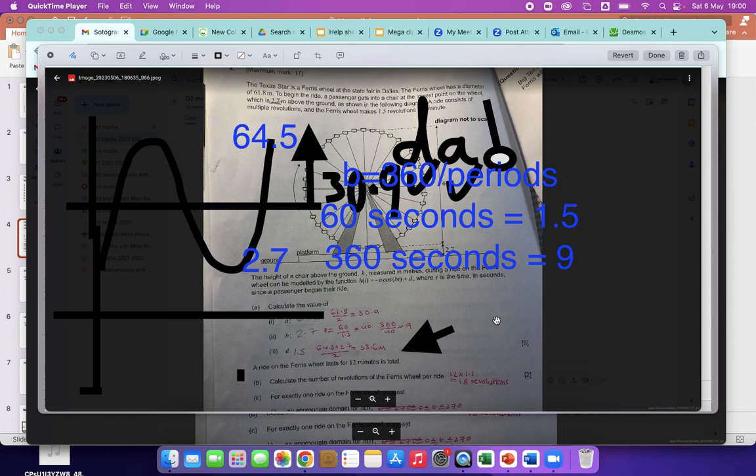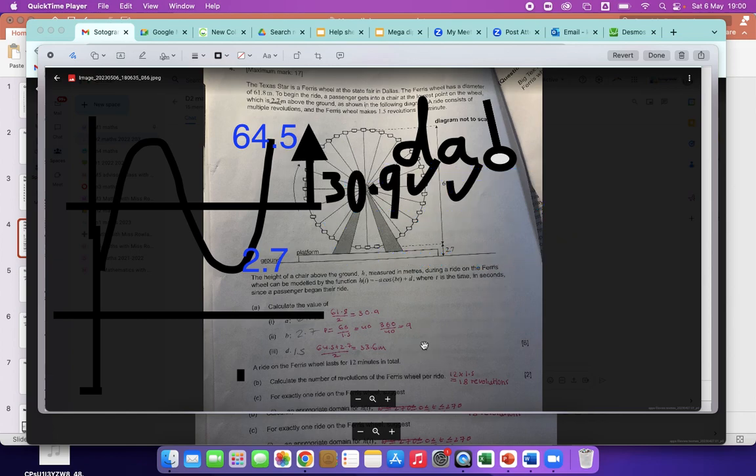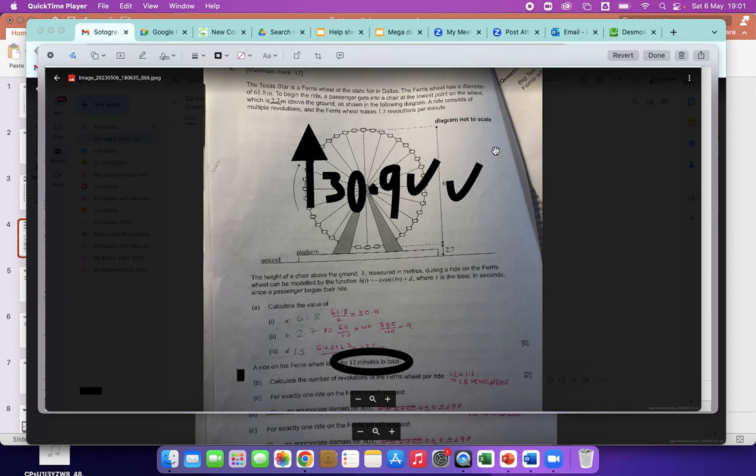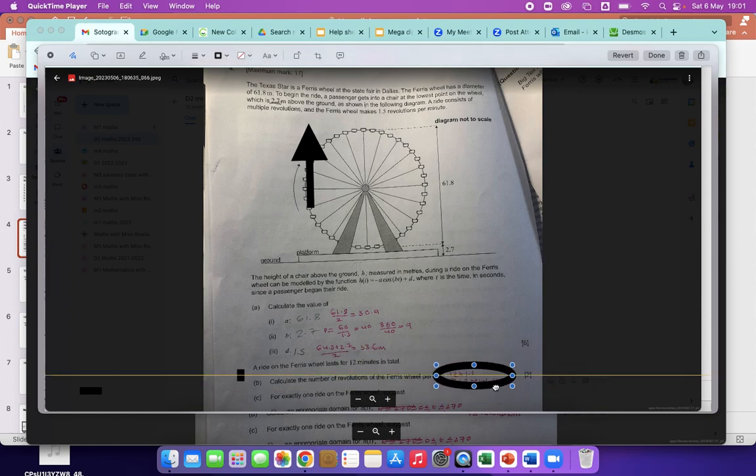Now, what we'd like to do next is to work out the subsequent questions. So it says calculate the number of revolutions of the Ferris wheel per ride. Now, the ride is for 12 minutes. And this is just a very simple prior knowledge question. All you have to say is that because every minute we have 1.5 revolutions, all we need to do is take that 1.5 and multiply it by the 12, and that gives us the answer. So this is why we've got a really simple answer here of 18 revolutions. Now we're going to have a look at part C.